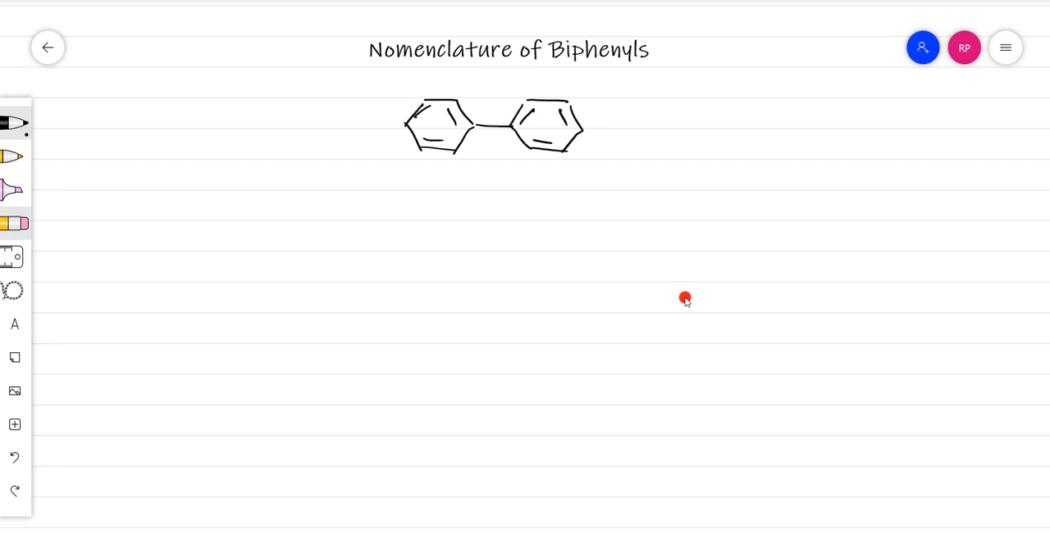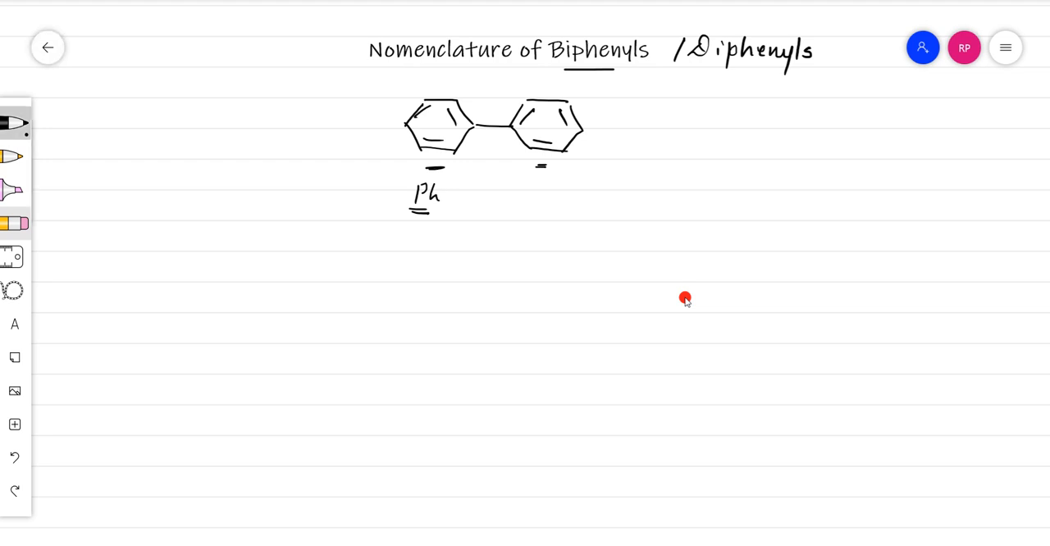We are going to study nomenclature of biphenyls. Now you can see these two rings joined to each other. So these are nothing but phenyl rings. Two rings are joined to each other, that is why they are called biphenyls. They are also called diphenyls. Okay, so you can call them anything.